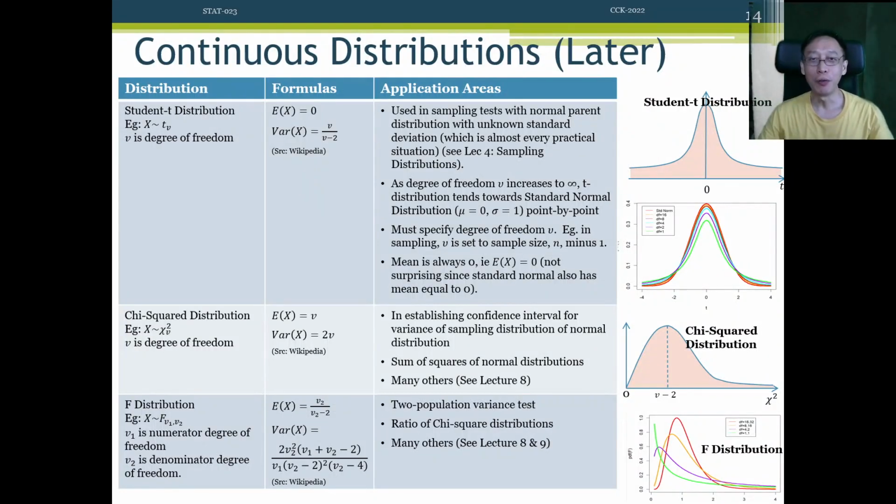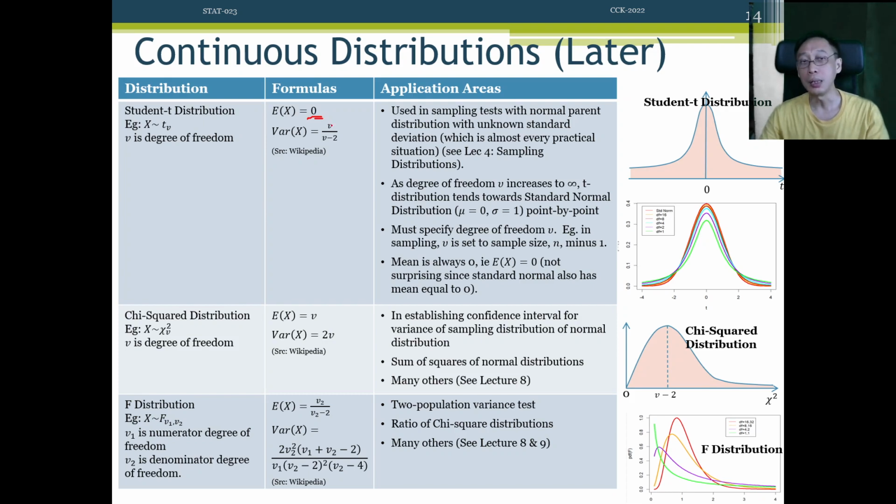In this session, we'll finish up our last three continuous distribution families. The first family of distribution is called the student T distribution, or the T distribution. The T distribution is very closely related to the standard normal distribution. Recall that for the standard normal distribution, the mean is 0 and the standard deviation is 1.